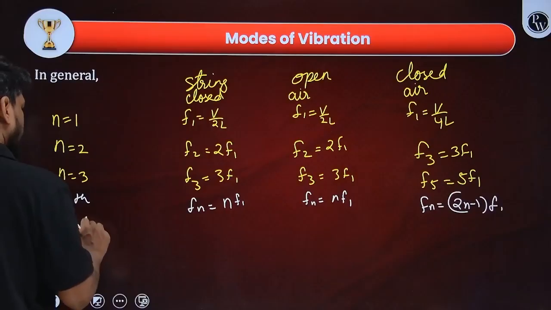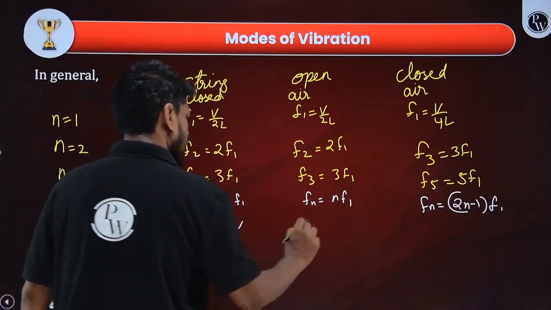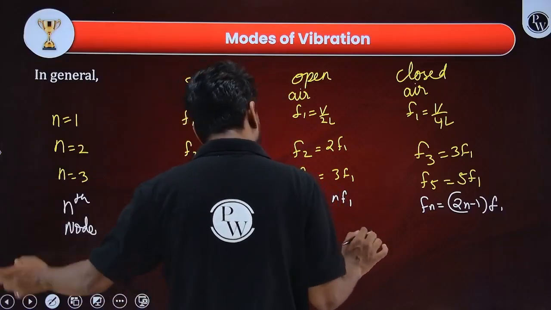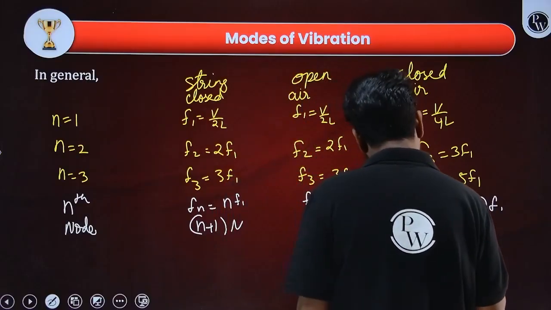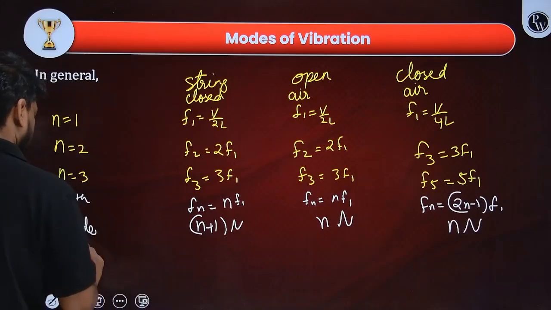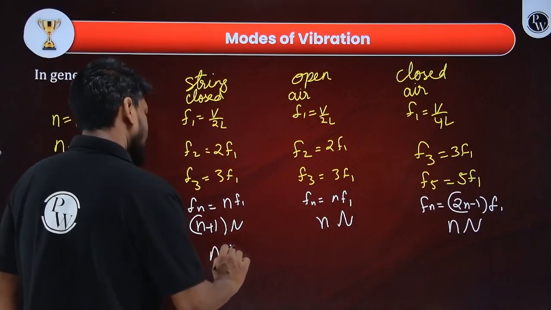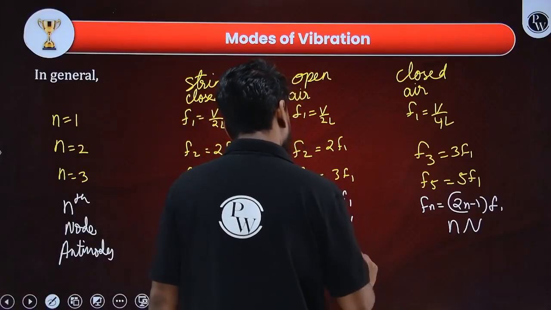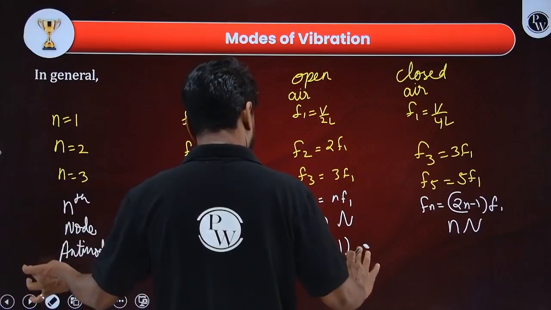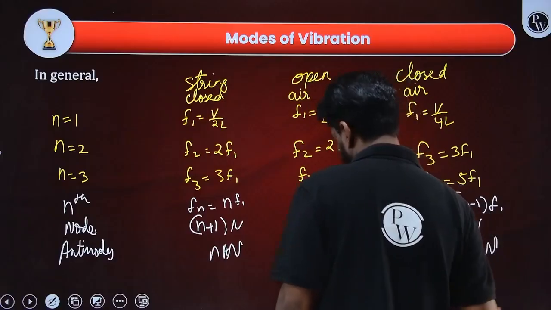How many nodes do we have? For nth one, we will have n nodes, because here both the ends are open. So n nodes. The number of antinodes is going to be n plus 1 antinodes here. Here we will be having n antinodes only.